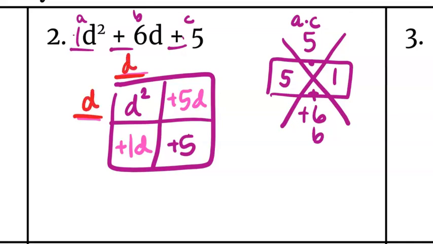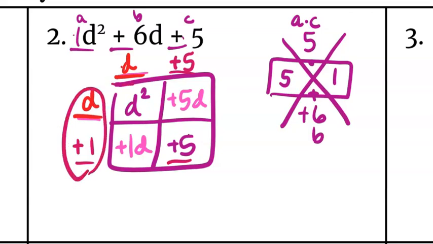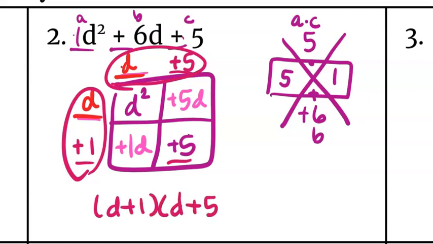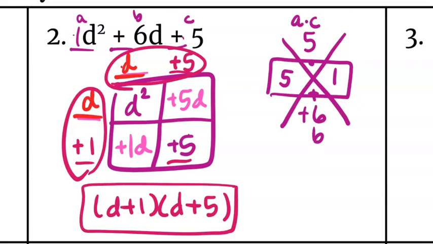So I know that D times D is D squared. And then D times what is 5D, and then D times what is 1D. So I know that D times positive 5 will give me positive 5D, and D times positive 1 would give me my positive 1D. And then 1 times 5 gives me my positive 5. So my factors come from the outside of my box: D plus 1 times D plus 5. When A is 1, it will always be whatever the factors were from here. So if a is 1, you don't need a box because the factors come out of the x puzzle.